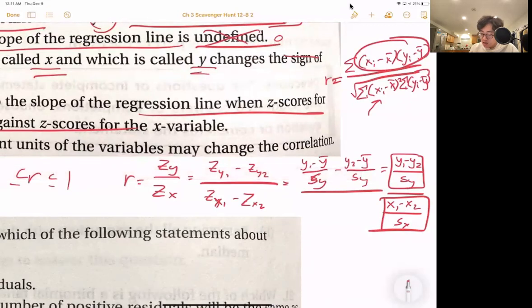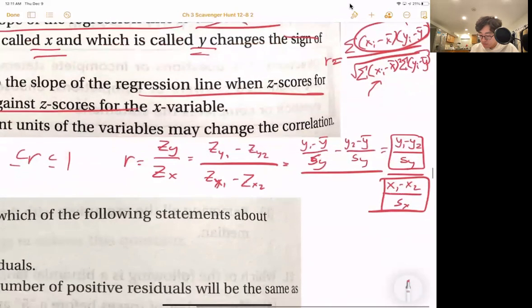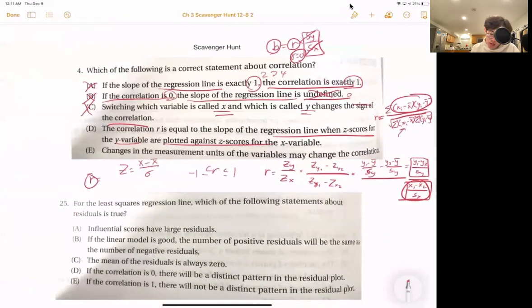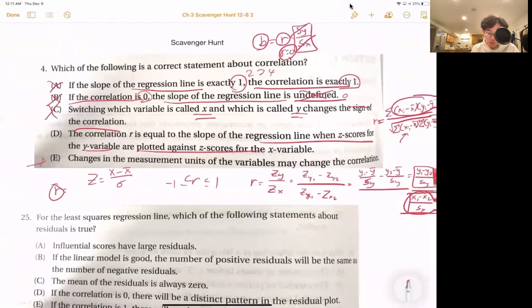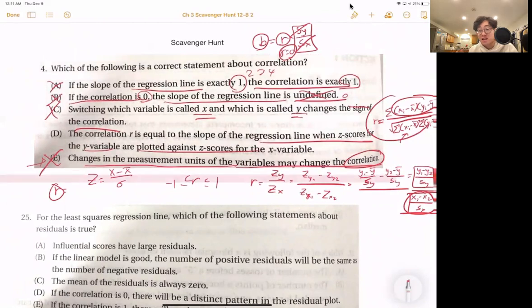So if you take a look at how they formatted this, it basically means that I am dividing by this value, where it's going to be x1 minus x2. You know what? I'm going too much into detail about this, but if you look at E, changes in the measurement units of the variables may change the correlation. Like I said, correlation is super resistant, so it's not going to change. I am not going to go too much into detail with the mathematics behind this.